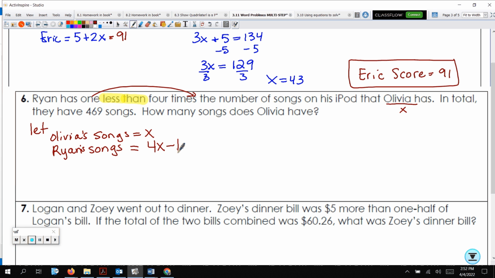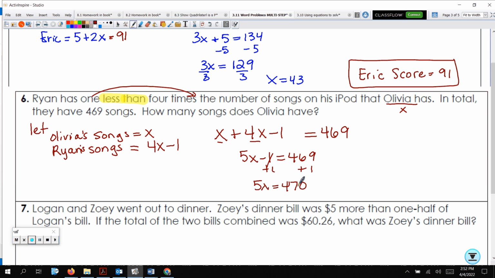There's my 2 songs. In total, they have 469 songs. So I know that's going to be the end. That's my total. Let's start with Olivia's songs and add Ryan's songs. So x plus 4x minus 1 equals 469. All right, we just combine my terms. 1x and 4x gives me 5x. Minus 1 equals 469. Add 1. 5x equals 470. Divide both sides by 5. And we get x equals 94.